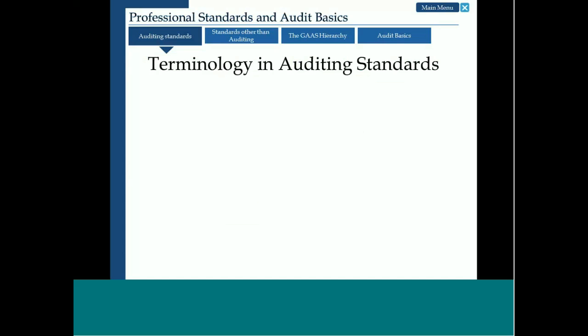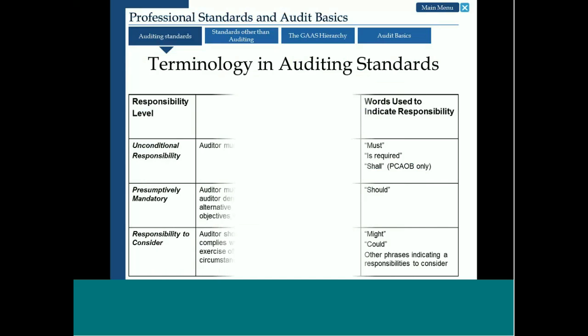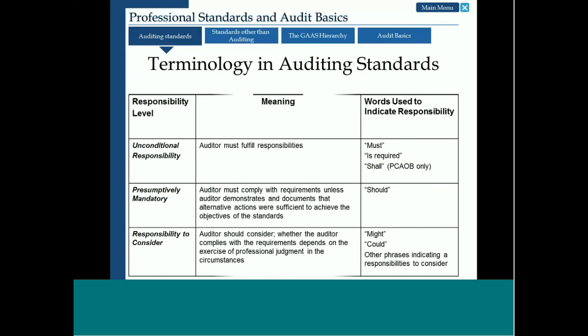Now let's understand other terminology in auditing standards. This is just to show how to interpret the particular standards, just for your information, nothing from an exam perspective. If anything says must, is required, or shall, then the auditor must fulfill that responsibility. Similarly, should, might, could and so on. This is just for your understanding of how to interpret a particular word when it is used in a standard. Must defines your unconditional responsibility, while other words define your responsibility to consider.